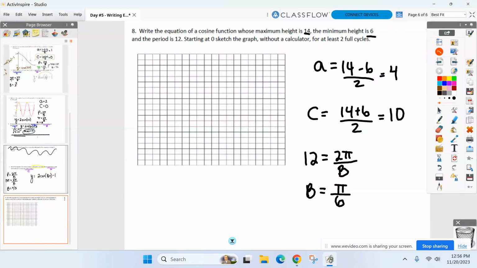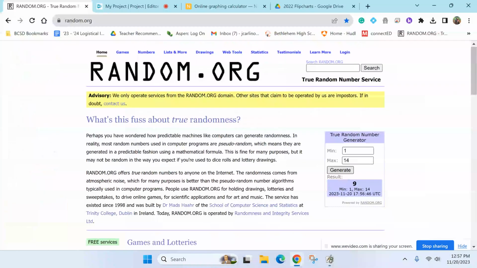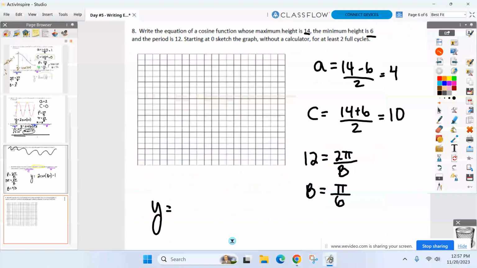Okay, we're not even sniffing the graph yet. Don't even sniff the graph. Ready? Y equals, put it all together. Let's put it all together here for me. Ethan, go ahead. 4 cosine pi over 6 x plus 10. Good.